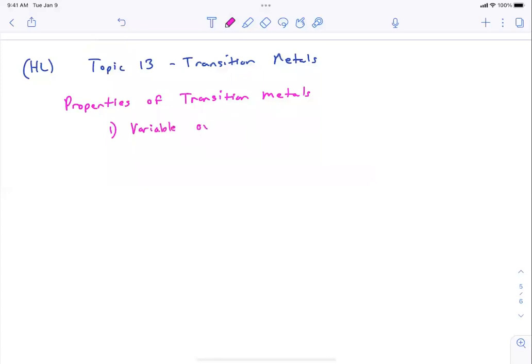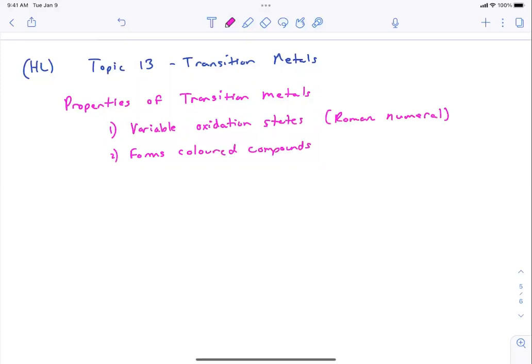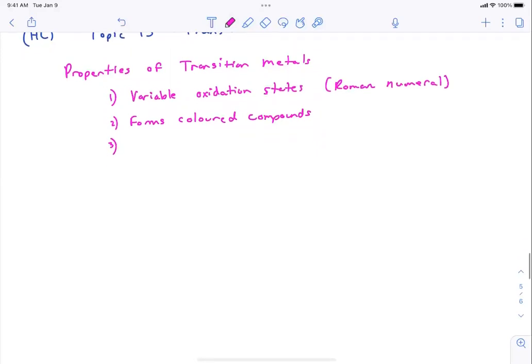One, a transition metal has to have variable oxidation states. So you should need a Roman numeral when it's bonding with something. Two, it forms colored compounds. So when it's ionically bonded with something, it can form colored compounds. Three, a lot of them display magnetic and catalytic properties. So they act as catalysts.